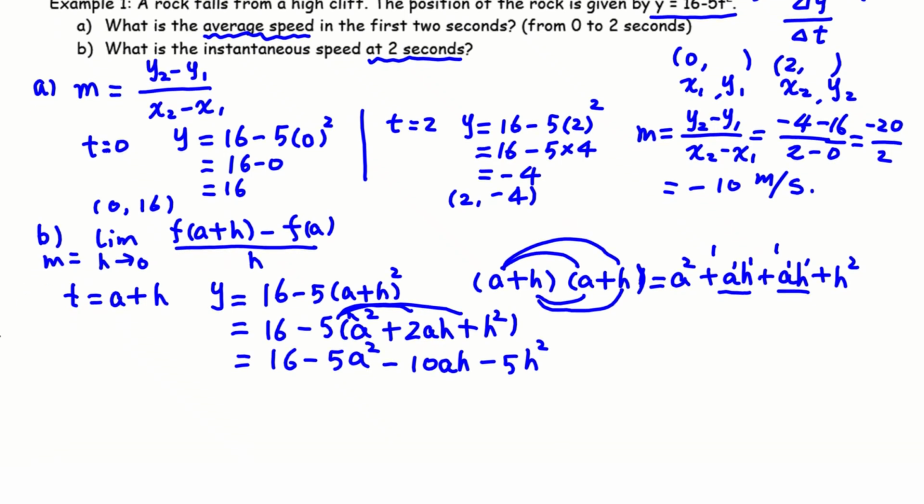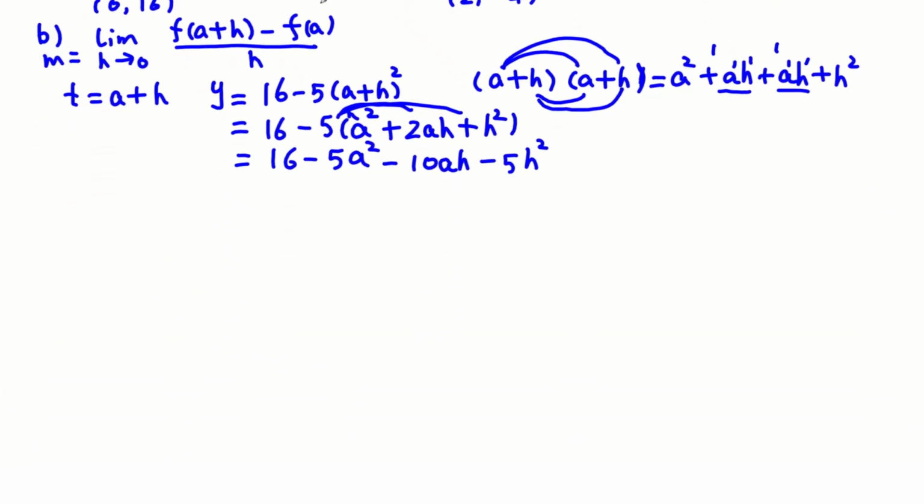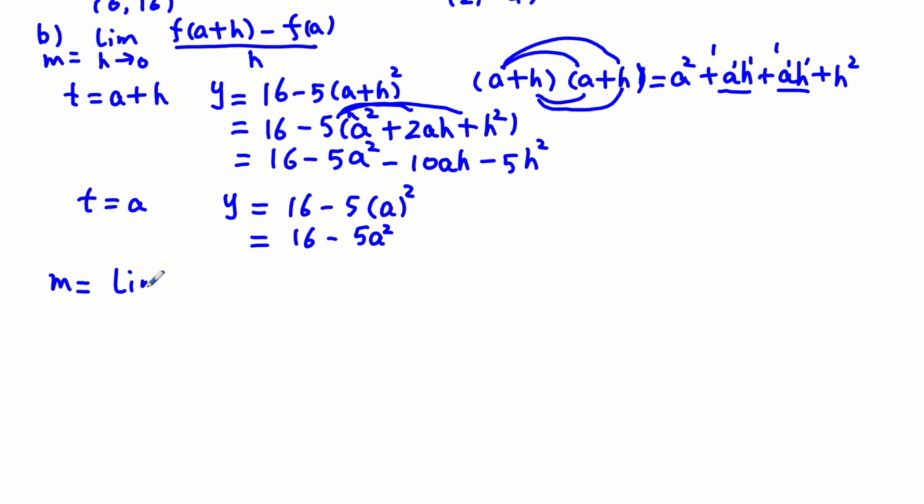Then we are going to do the f at a. So when t equals a, f at a is just subbing the a value to the x. So a replaces x, we have a squared. Then it's just 16 minus 5a squared. Now we are going to sub in both to the limiting value equation. We are going to have limiting value when h approaches 0.